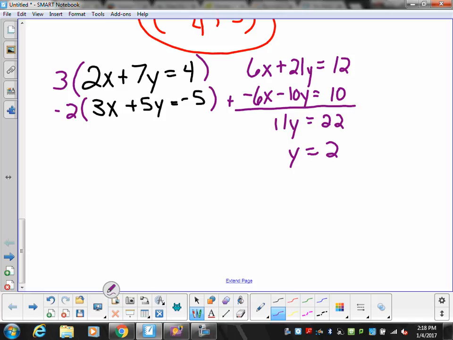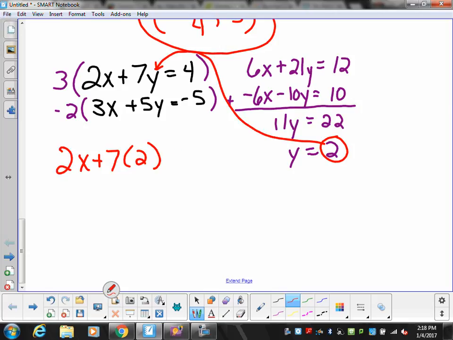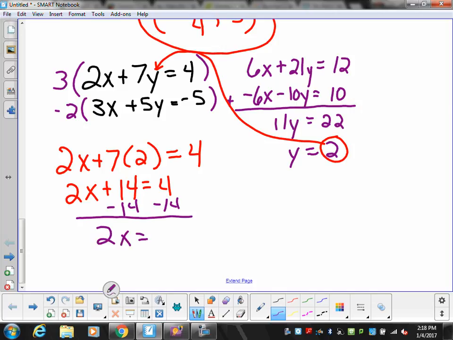So I will plug it in for that first one. So 2x plus 7 times 2 equals 4. 7 times 2 is 14. Subtract 14 from both sides, so 2x equals negative 10. Divide by 2 and you get x equals negative 5. So your solution is negative 5, positive 2.